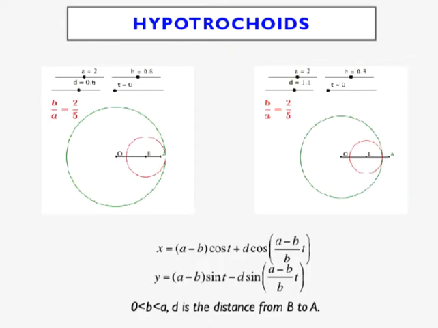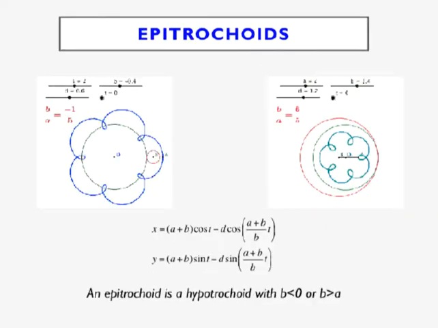Hypotrochoid is the same idea, but instead the point on the circle could be inside or outside. So it generates something pretty. This looks like the polar curve that you saw before, and we're going to mention it later. And epitrochoid, same concept, is rolling outside.